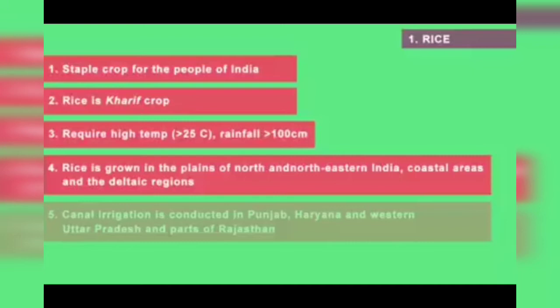Now due to the advancement of canal irrigation and tube wells, places like Punjab, Haryana, Western Uttar Pradesh and Rajasthan, as it is, these places receive very less rainfall, but now due to advancement in irrigation facilities, even these states are able to grow rice.